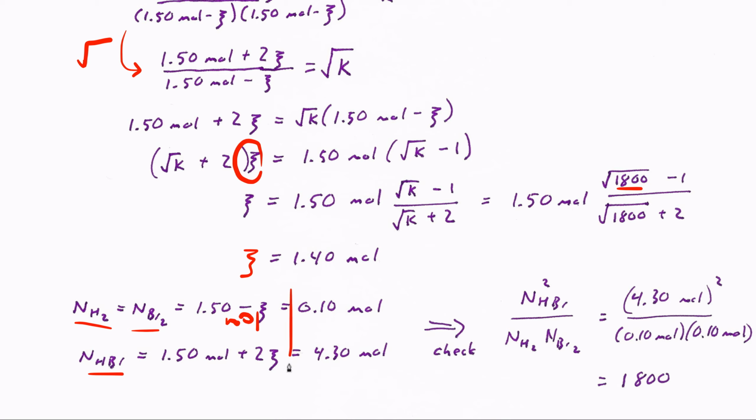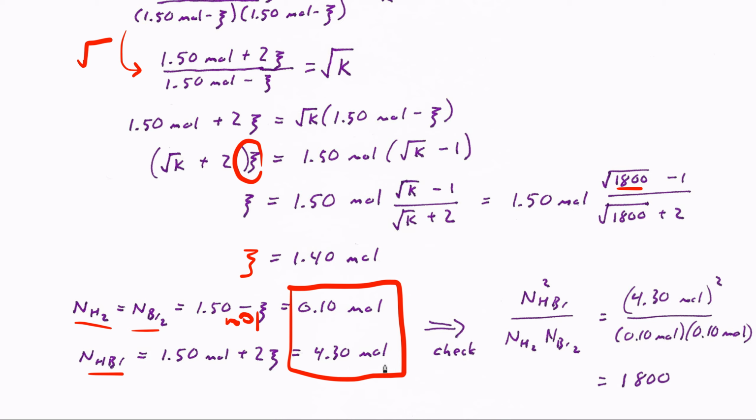So this is the answer to the question we asked initially. After the reaction proceeds, H2 and Br2 will be mostly consumed, leaving us with only 1/10 of a mole of each. There's a significant amount more of HBr. The 1.5 moles we originally had has grown to 4.3 moles.